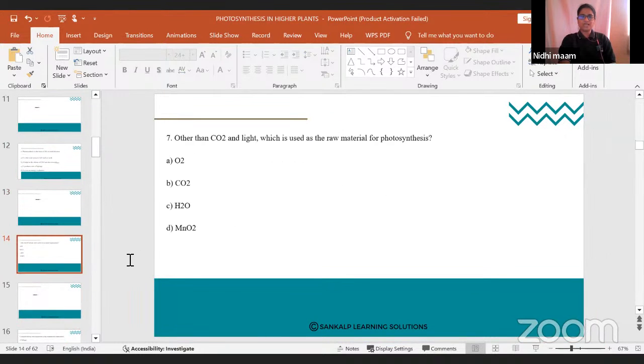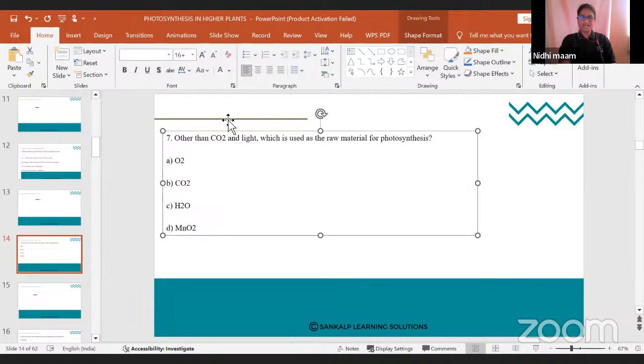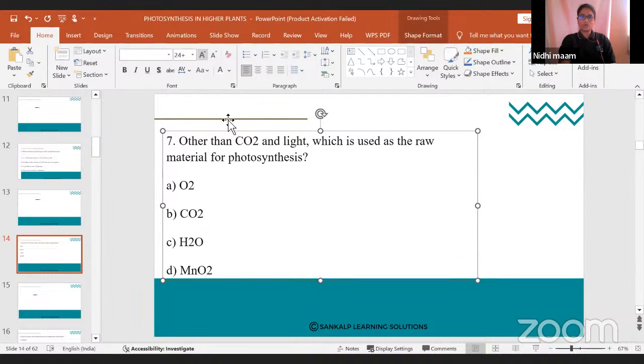Next question. Other than carbon dioxide and light, which is used as a raw material for photosynthesis? A oxygen, B carbon dioxide, C water, D manganese oxide.